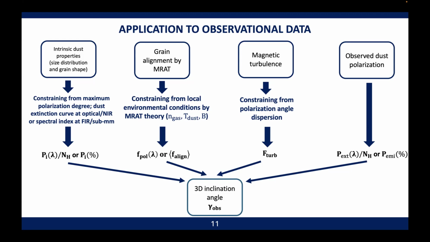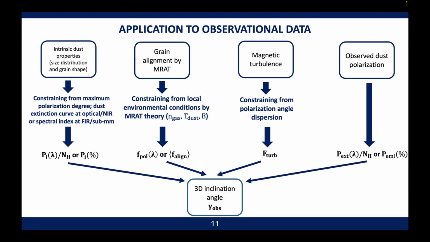From the grain alignment properties, we can constrain from the local environment conditions, such as the gas number density, the gas temperature, dust temperature, and even the magnetic field strength. And from that, we can use the RAT theory in order to calculate how efficiently the grain can be aligned with the magnetic field. For the magnetic turbulence, we can use the dispersion of the polarization angle in the plane of sky in order to derive the magnetic turbulence factor.